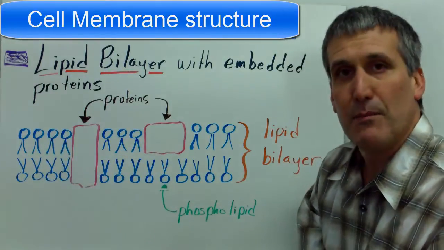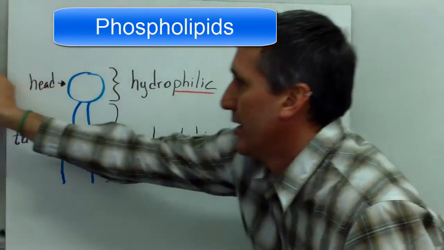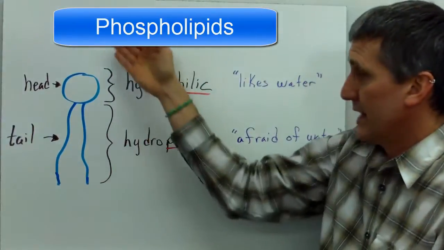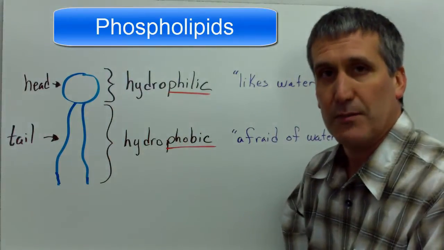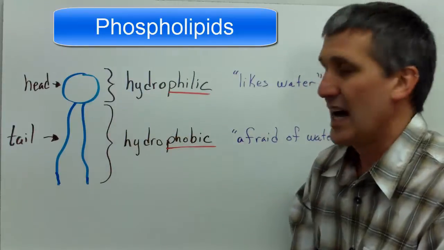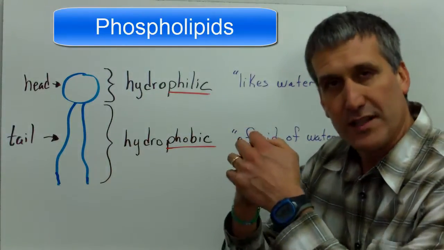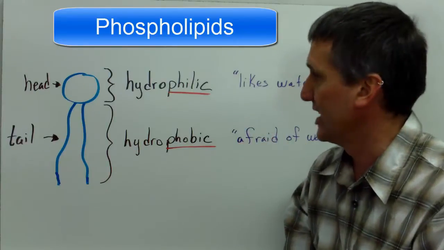So how does this lipid bilayer form and how is it maintained? Well, that has to do with the characteristics of the phospholipids, which make up the lipid bilayer. They have a head which is hydrophilic, meaning it loves water, and if water's around it wants to be up next to water. It likes water.